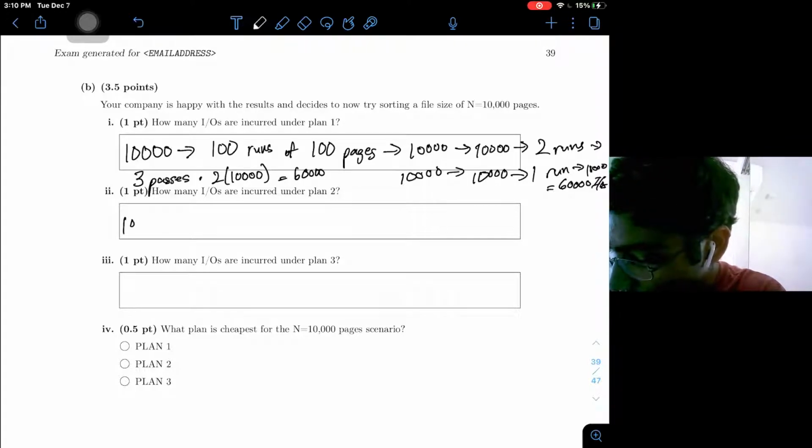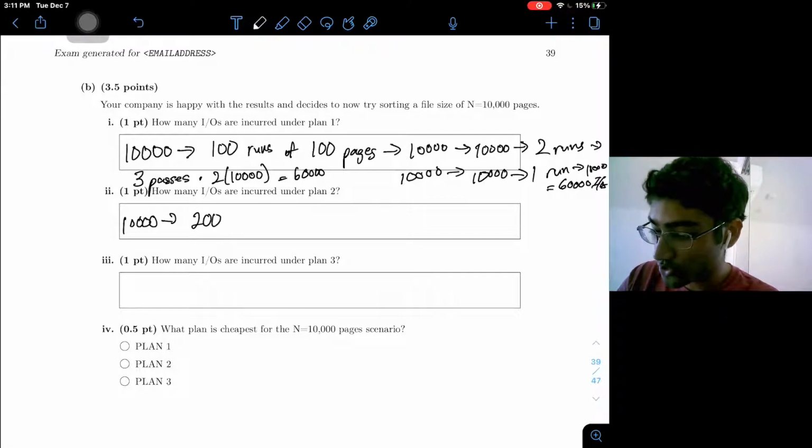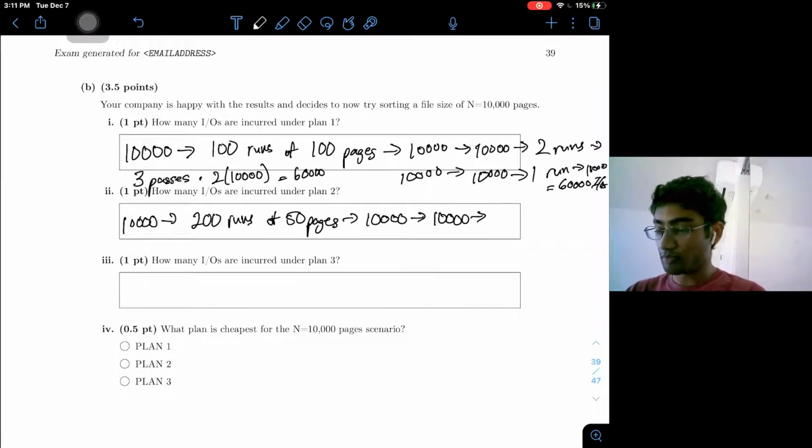So again, we read in the 10,000 pages. We get 200 runs of 50 pages. We write that to disk. We read from disk. So now we can only merge 49 runs at a time. So we have 200 runs.